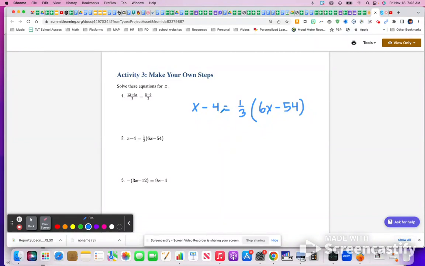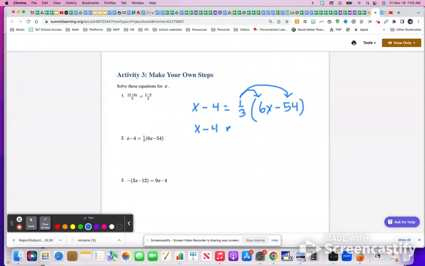We have x minus 4 equals 1/3 times 6x minus 54. Well, if we multiply by 1/3, that just means that I'm going to be dividing by 3. So I'm going to go ahead and use the distributive property and get rid of this fraction because I just like to get rid of fractions as soon as possible. And I think I can divide 6 by 3 and I can divide 54 by 3. So this stays the same. X minus 4 stays the same for now.